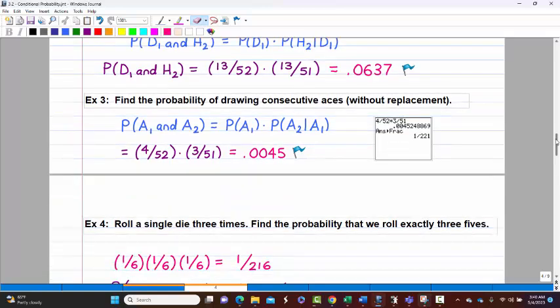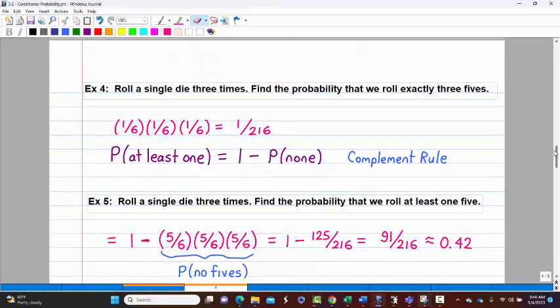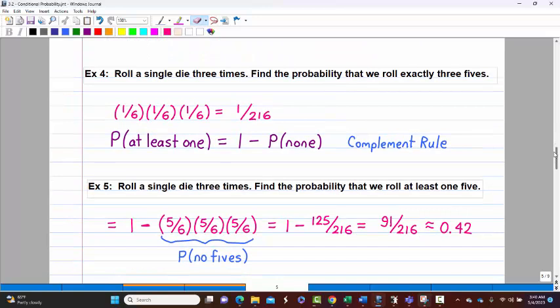Wonderful. Let's look at dice. Roll a single die 3 times. Find the probability that we roll exactly 3 5s. Oh, I did an example with 2 5s earlier. I said it verbally. I didn't write it down, so it's good that this one is written down.